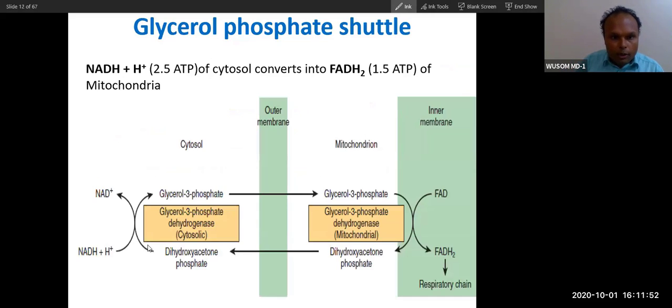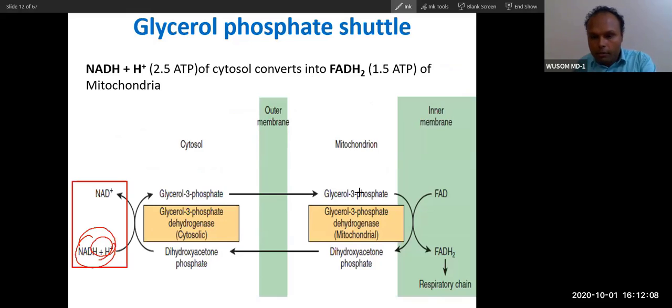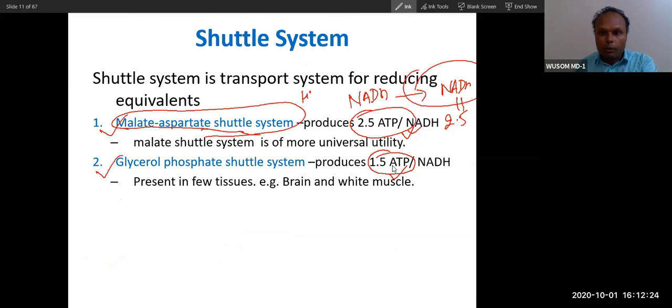Now you can see from this picture, this is the glycerol phosphate shuttle system. You can see this is NADH. Dihydroxyacetone phosphate is converted into glycerol 3-phosphate, and in that process it takes this hydrogen and then enters the mitochondria, and here in the mitochondria FADH2 is produced. From NADH the electron is taken, and here FADH2 is produced. That is why FADH2 means 1.5 ATP. Therefore this system will produce 1.5 ATP.